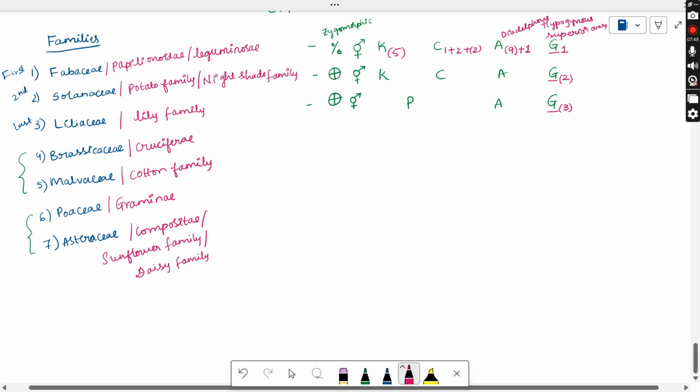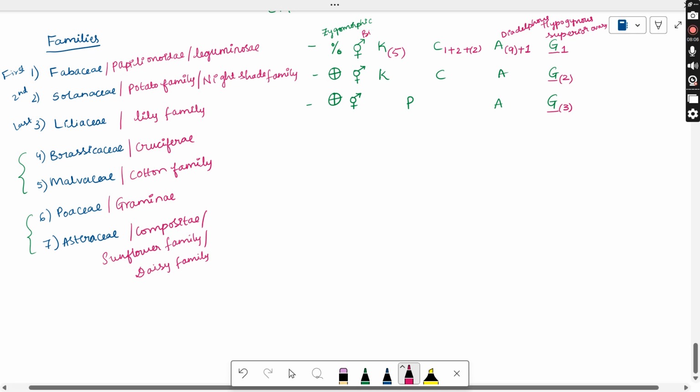So here the total calyx is 5 in fused condition, corolla is 5 which is showing vexillary type of estivation, androecium is 10 showing the diadelphous condition, and a hypogynous superior ovary, single, is present. So this is the floral formula for the Fabaceae.